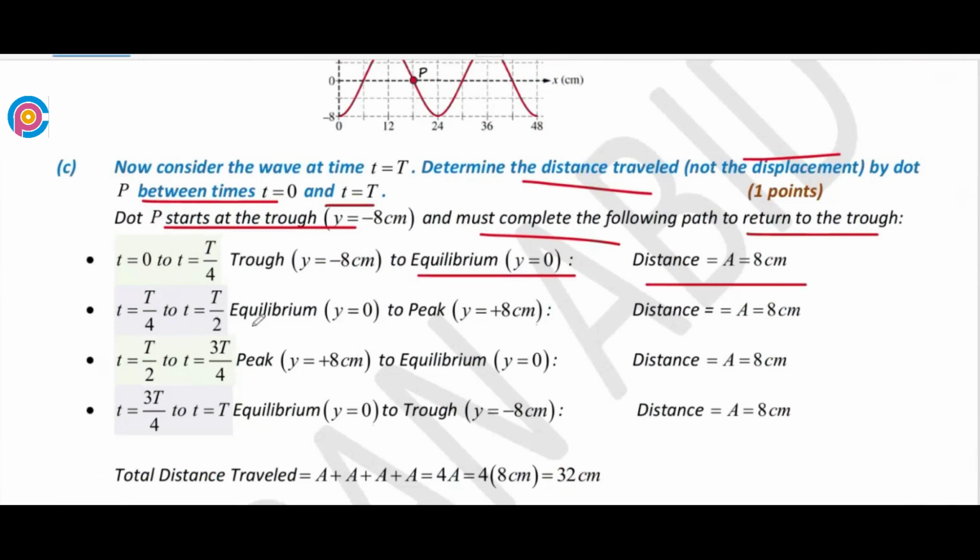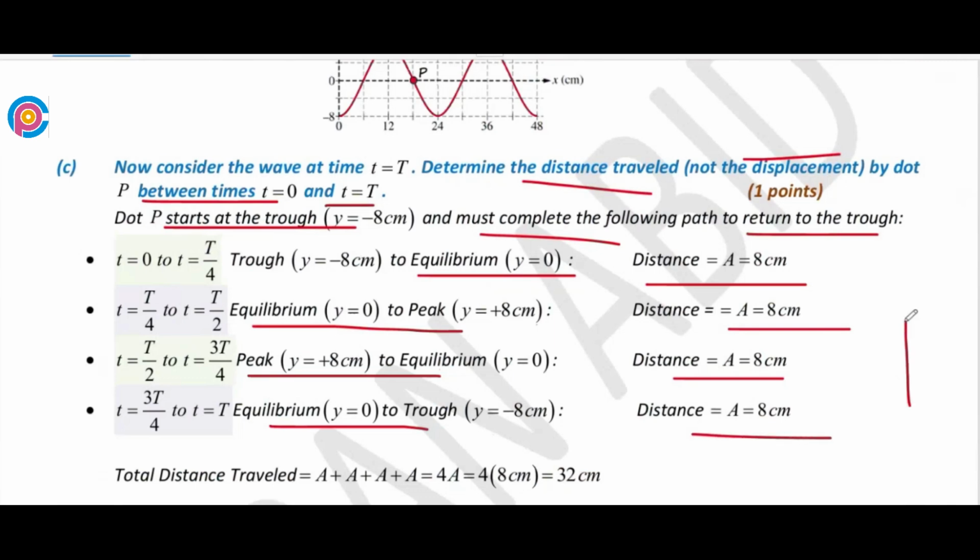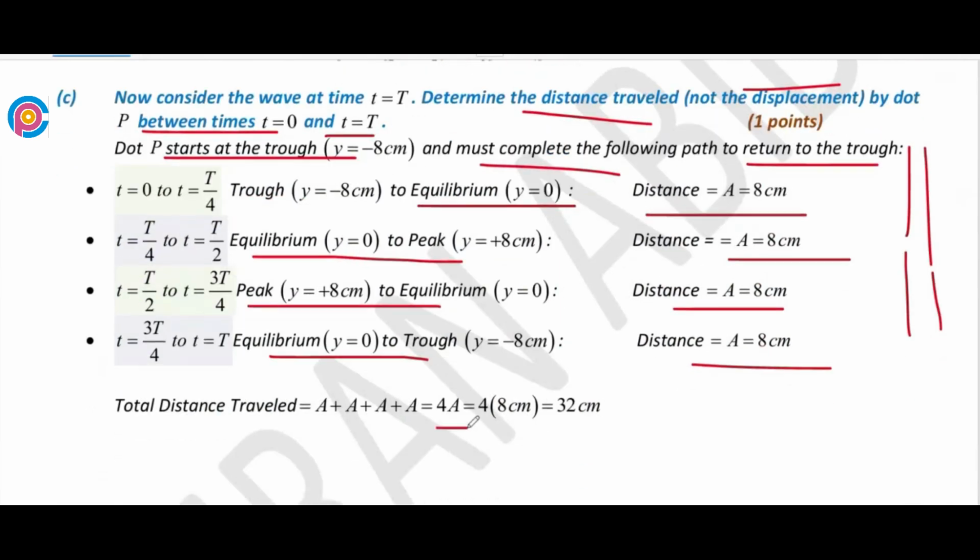From T/4 to T/2, it goes from equilibrium to the peak. Again the distance is 8 centimeters. From peak to equilibrium, again the distance is 8 centimeters. From equilibrium to the trough, again the distance is 8 centimeters. So it is going up and up, then down. There are four parts in the time period. We have divided the time period into four parts, and each part covers 8 centimeters. So 4A is the total distance traveled in one time period, that is, 4 times the amplitude. The amplitude is 8 centimeters, so 32 centimeters is the answer.